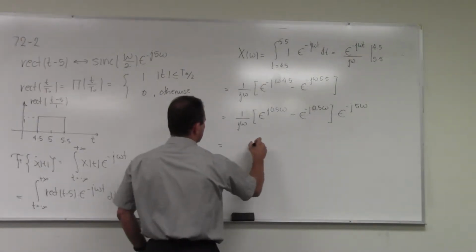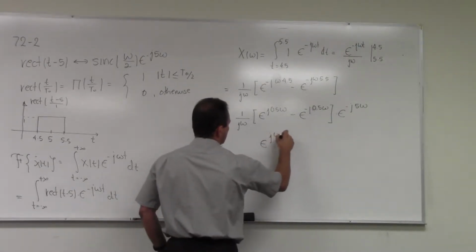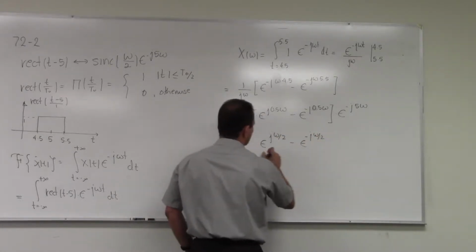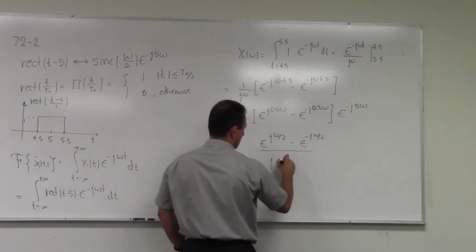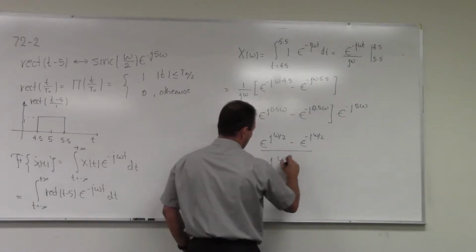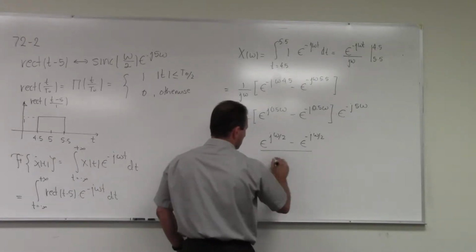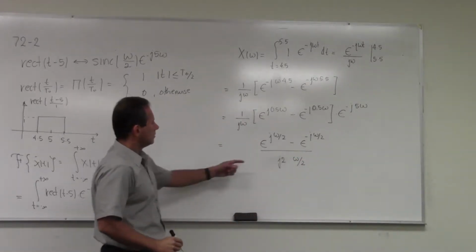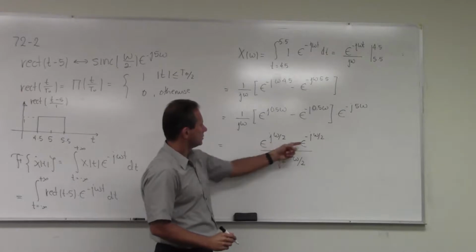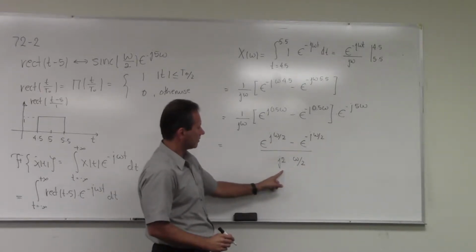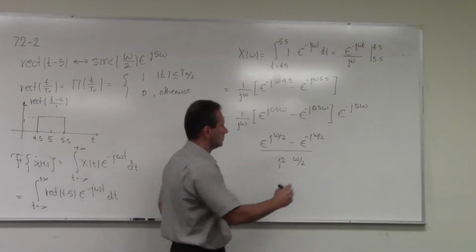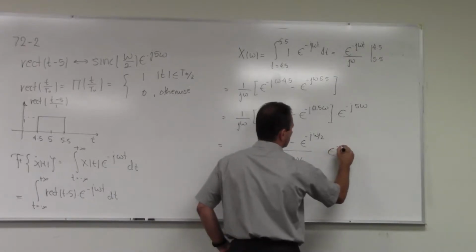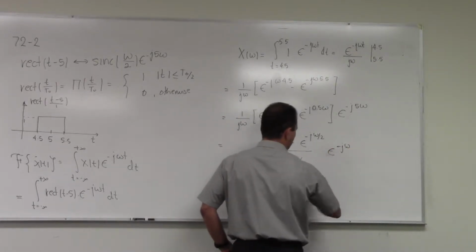So this becomes e to the minus j omega over 2 minus e to the minus j omega over 2, over j, omega over, let me just do it this way, j 2 times omega over 2. Now, it's easy to recognize that these two terms, along with this, form sine, and this is equal to sine. Oh, and I'm forgetting the e to the minus j 5 omega.